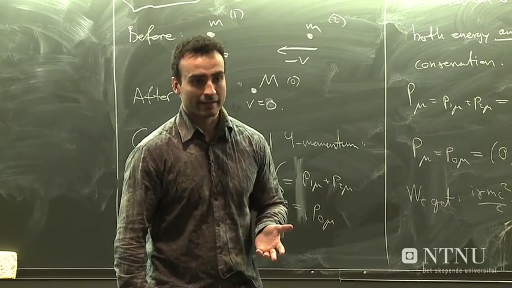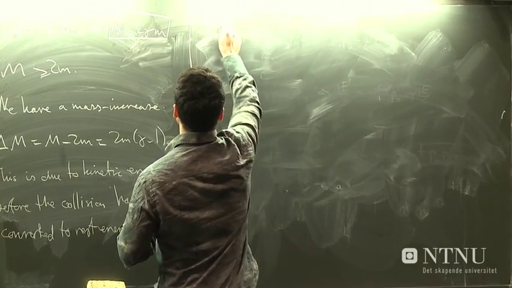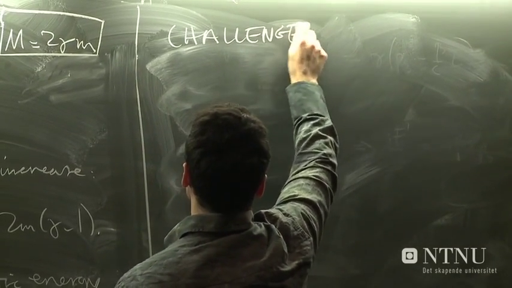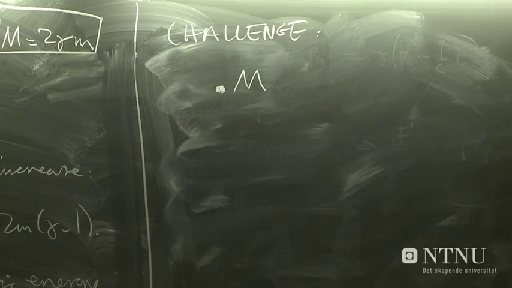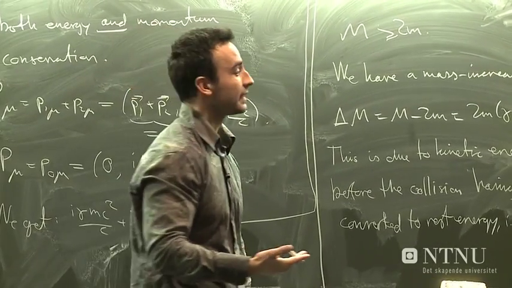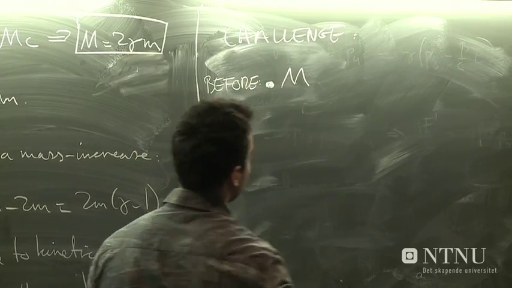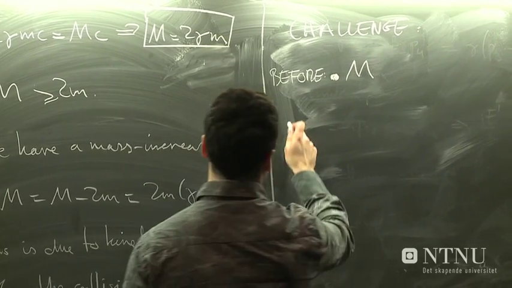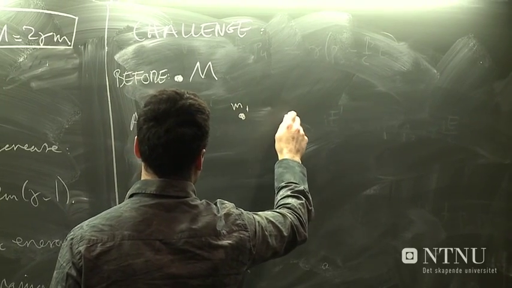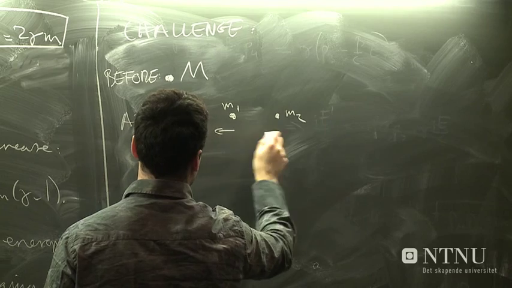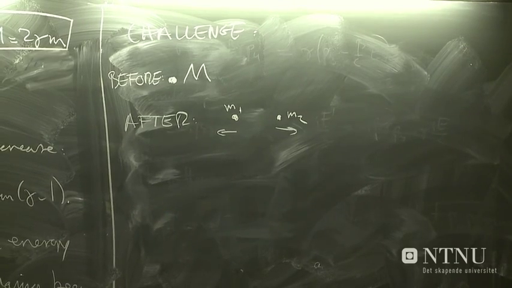So now that you're fully refreshed after the break, I'd like to give you a little challenge. So let's say that we start now, we go the opposite way. We start with a particle with a large mass M, which is at rest. And this disintegrates into two smaller particles, M1 and M2.